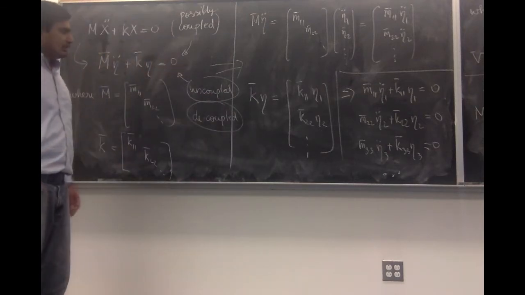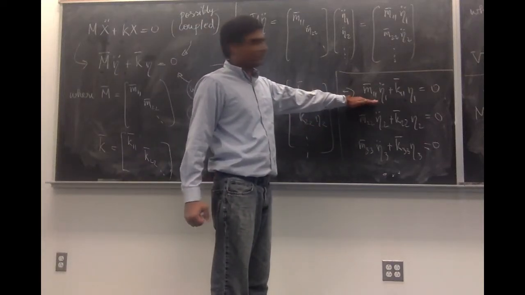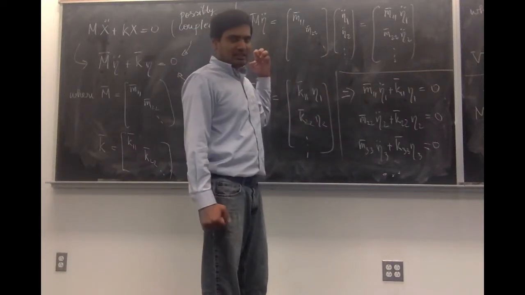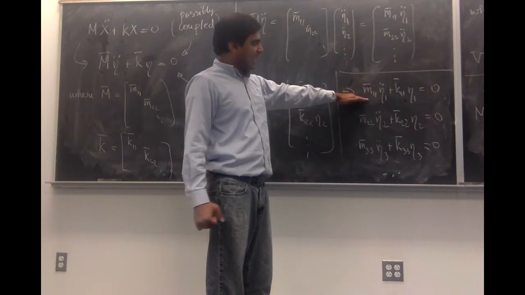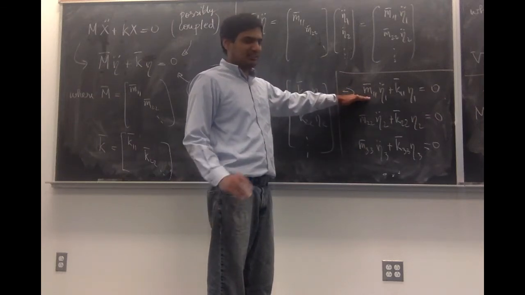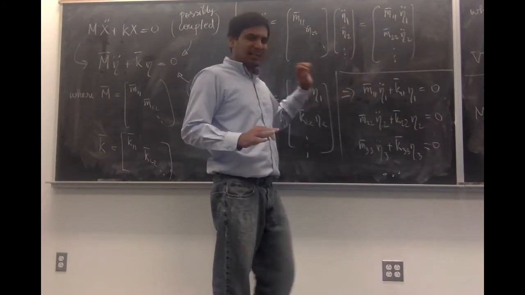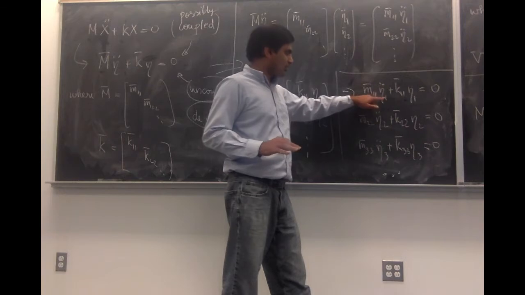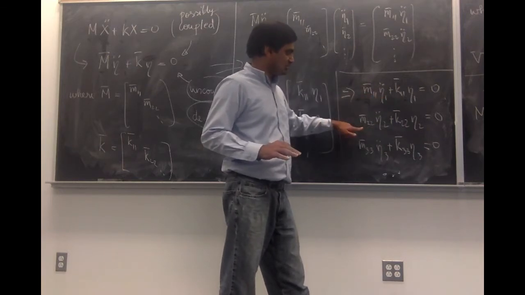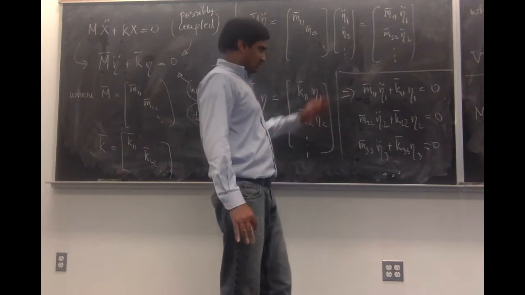Okay? And this is incredibly important because what we've reduced it to, reduced the coupled n differential equations to n one degree of freedom equations. This equation is just like M x double dot plus K x equal to 0, where x is a scalar, right? This is literally a 1 degree of freedom system. This is another 1 degree of freedom system. This is another 1 degree of freedom system, etc.